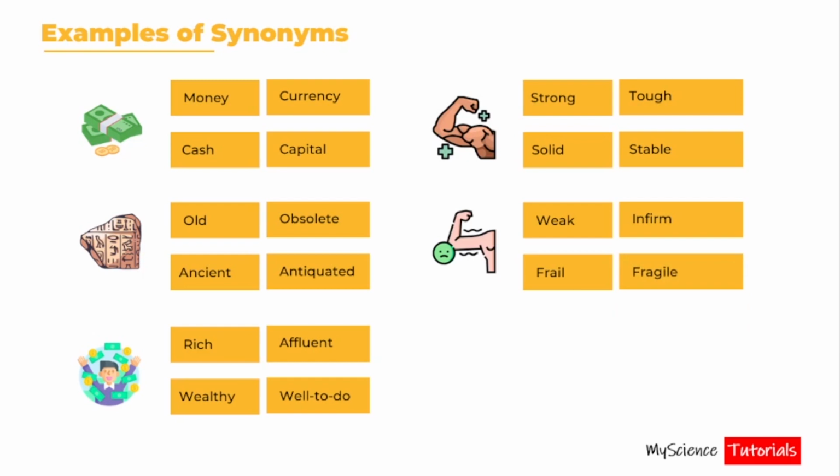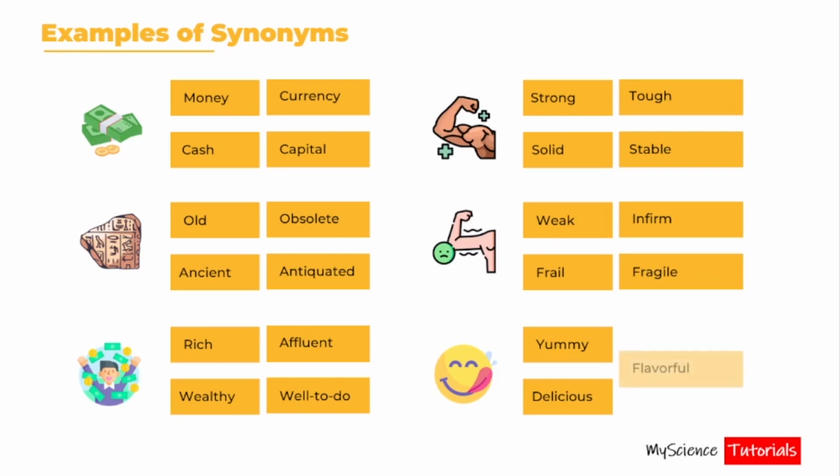Fragile. Okay. Now, if you eat a pie or a chocolate or a cake and it's very yummy, and you want to use another word to describe that pie or that chocolate that you've eaten, you can also say the cake or the chocolate is delicious. Very, very delicious. Or you can say it is flavorful. Wow, this pie is very flavorful. It means it is delicious or it is yummy.